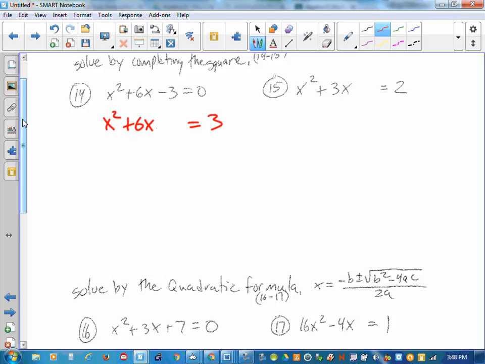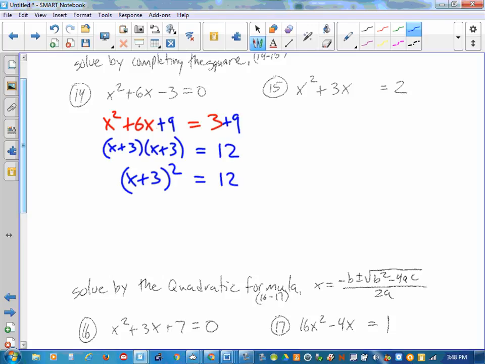Then I do half the middle term squared. Half of the middle term is 3. 3 squared, 3 times 3 is 9, so I add 9. Not just to one side of the equation, but I have to keep it balanced, so I got to add 9 to each side of the equation. And I now factor. This factors into x plus 3 times x plus 3, which would be x plus 3 quantity squared. The other side of the equation is simply just 12, isn't it?